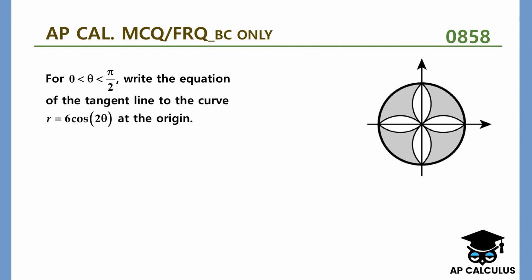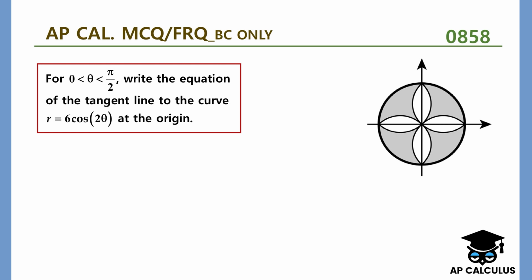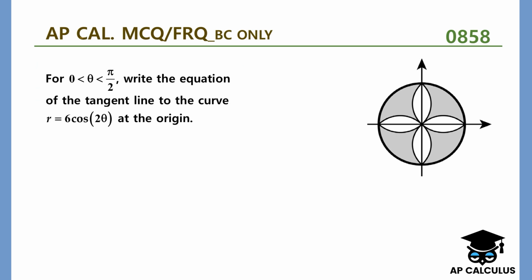Question A58. For θ from 0 to π/2, write the equation of the tangent line to the curve r = 6 cos 2θ at the origin. Okay, at the origin, right here at this point, r = 0, and we know that r = 0 when θ = π/4, because cos(π/2) is equal to 0. So the question is to find the equation of the tangent line at θ = π/4.